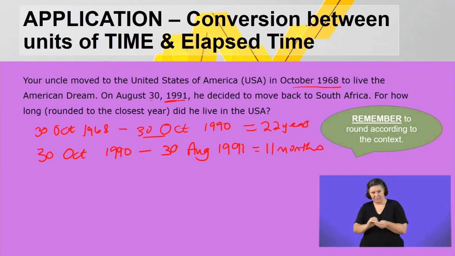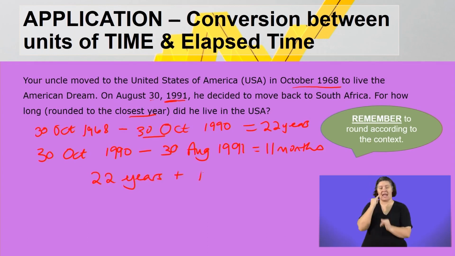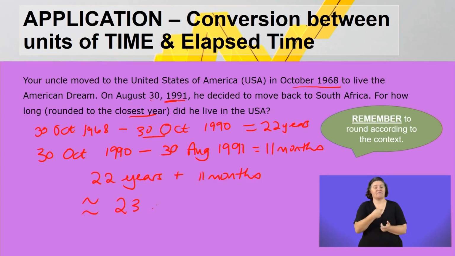All right, so now all in all, it says for how long, rounded to the closest year. So it will give me 22 years plus 11 months. So rounded off to the closest year, it will give us 23 years. Okay, I hope that makes sense. Okay, let's quickly move on to the next sum.